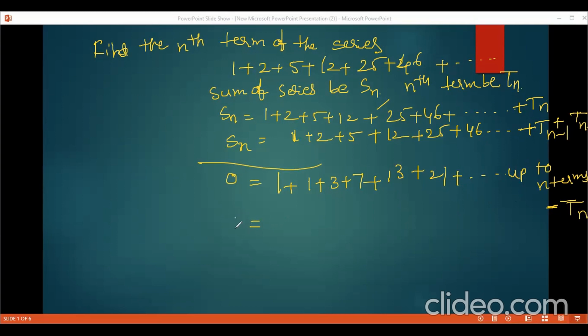Now can we write Tn easily? Tn is equal to 1 plus 1 plus 3 plus 7 plus 13 plus 21 plus so on up to n terms. Okay, this minus Tn. So I kept a Tn here and I am sending the total thing to this side. Or otherwise you send Tn to that side. You got like this. So Tn is equal to, you observe the series.